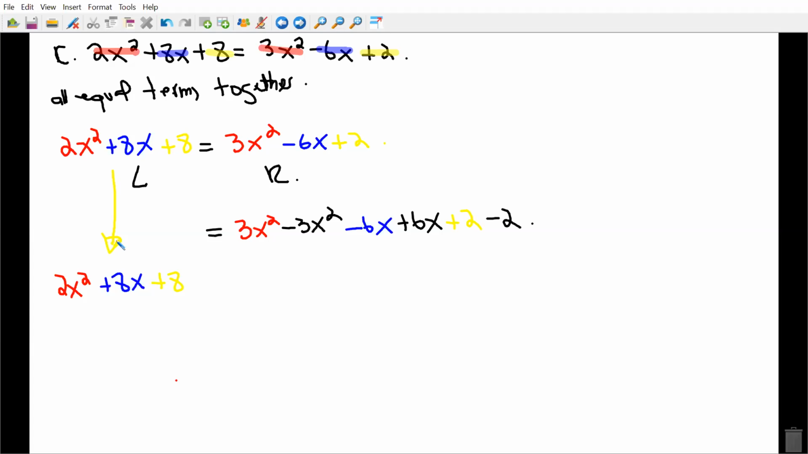That was exactly this equation. I haven't done anything. And then you said, "Hi, teacher, but you subtracted 3x squared." Okay, I will subtract 3x squared. And you also added 6x. Okay, I will add 6x. But you also subtracted 2. So I will subtract 2.